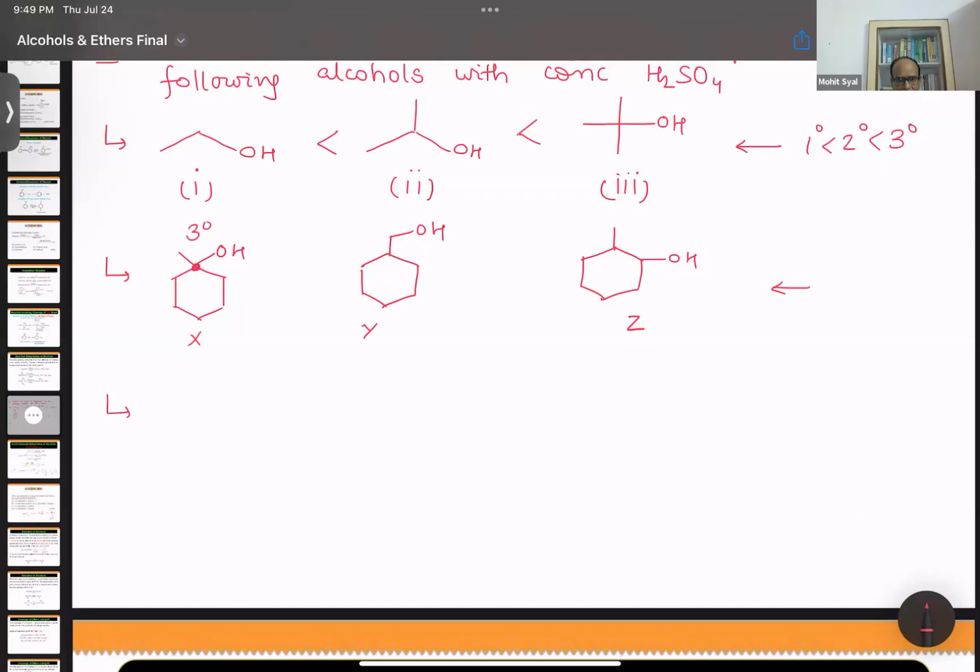Yes. So X is the tertiary alcohol. Look where the OH is connected. This is the primary alcohol, and this is the secondary alcohol. It is connected to two carbon atoms. So the answer is going to be X, then Z, which is secondary, and Y is primary. Got it?